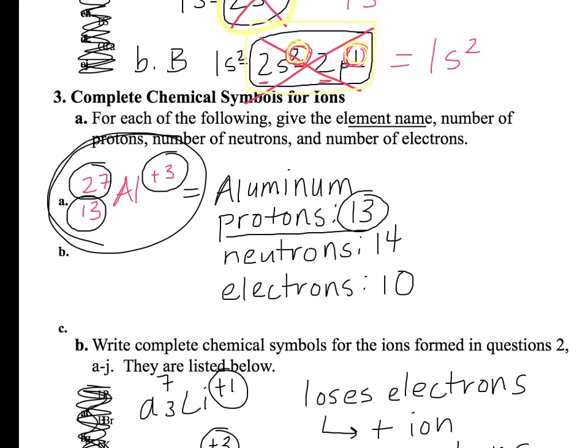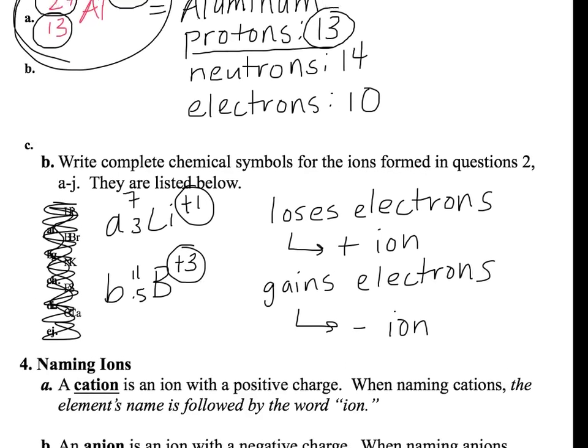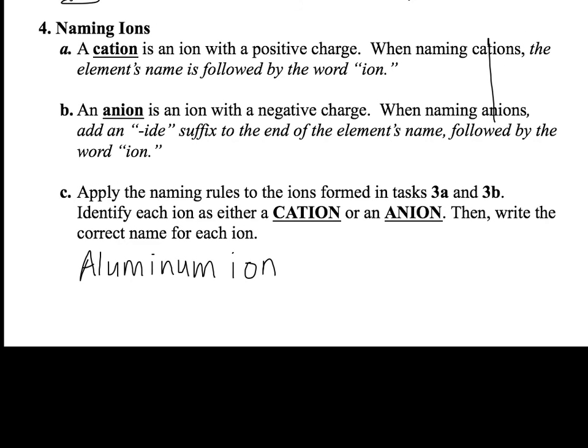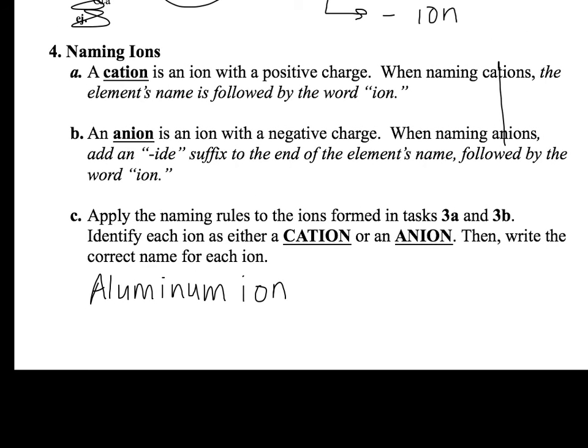You're also supposed to do 3B, so let's do the ones we did together as an example for 3B. They're both cations again. The first one is this lithium, and the second one is boron. So we're going to scroll down, and I'll write those for you. Again, because they are cations, we're just going to write the name, lithium ion, and boron ion.